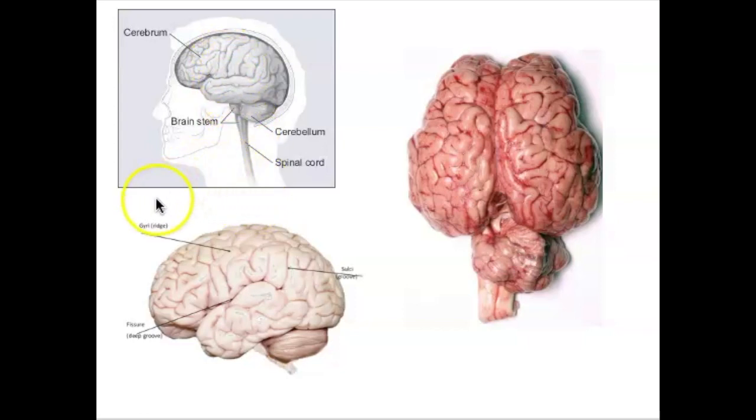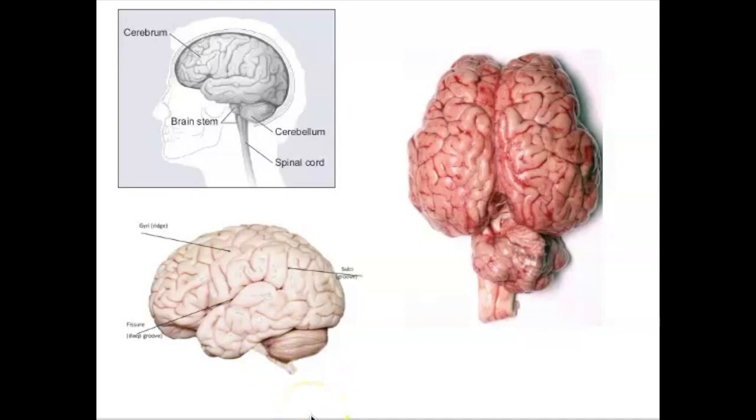You can see the same structures in the preserved brain on the lower left. Again, we're looking at a lateral view here. We can see the cerebellum here. Can't see much of the brainstem, but it would be located right around here, and it continues down into the spinal cord.